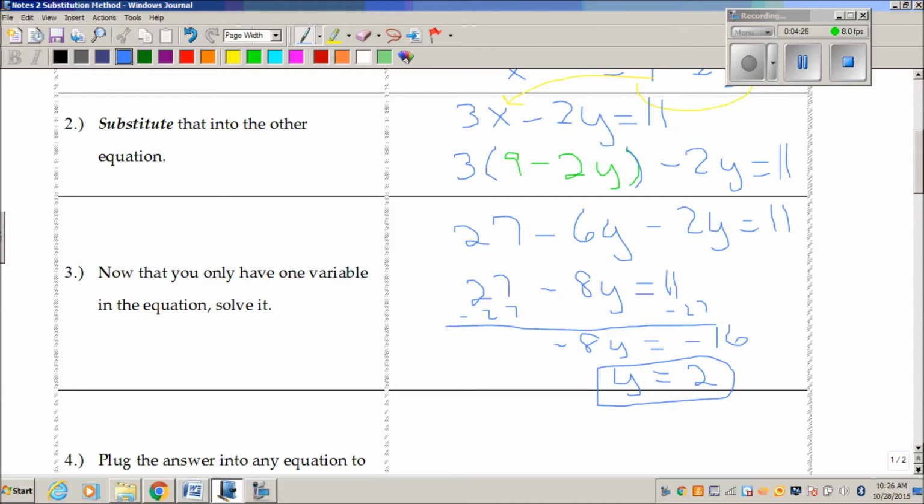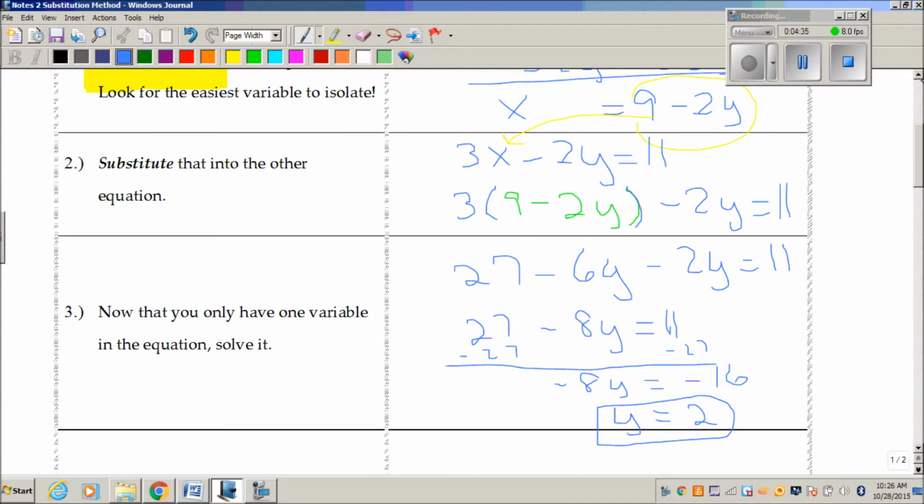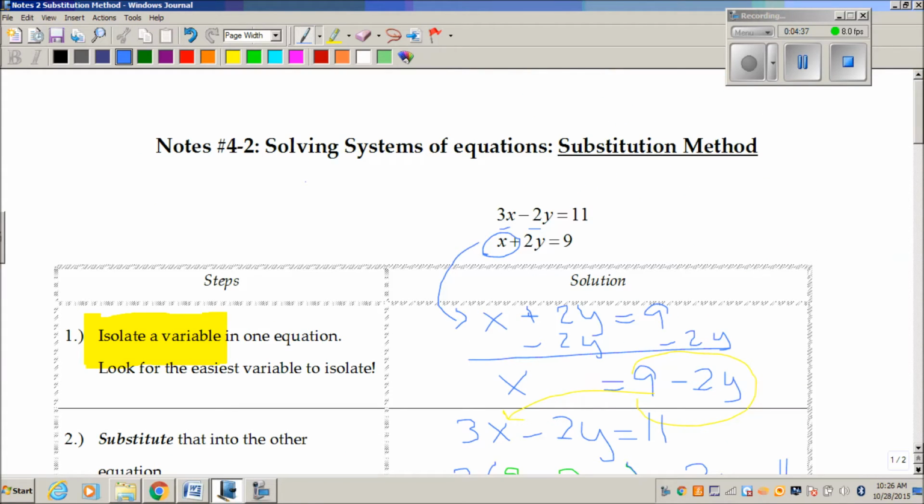Now that I have the value for y, I can go back and substitute y equals 2 into either equation. It doesn't matter which one. So I can go back to the top and look at my two equations. I should get the same answer either way. I'm going to choose the second equation only because it's a little bit shorter. But again, it doesn't make any difference which one I choose.